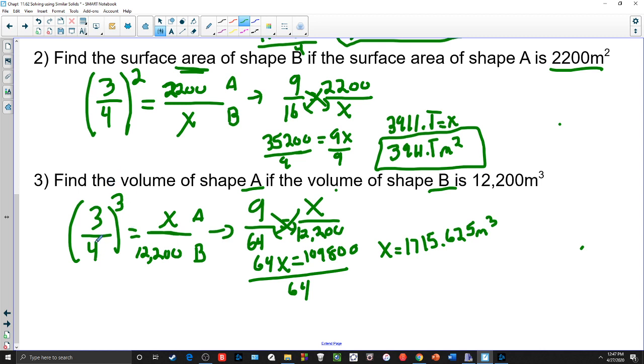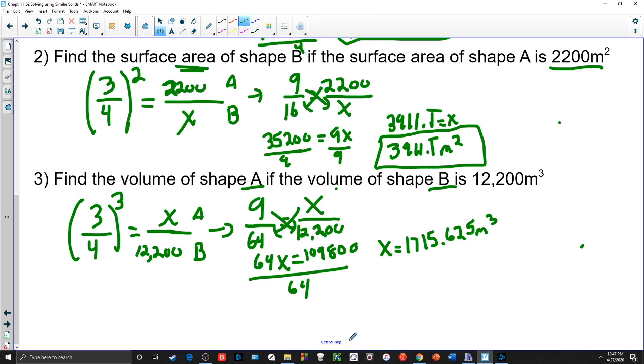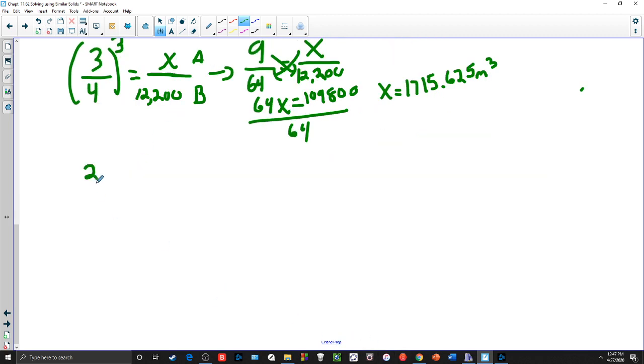Now, why is it the scale factor that gets cubed or squared and not the other fraction? Well, because think about what this fraction is. 3/4 is literally 3 meters over 4 meters, which basically says for every 3 meters on shape A, you have 4 meters on shape B. That's what this literally means in English terms. Every 3 meters on shape A is 4 meters on shape B.